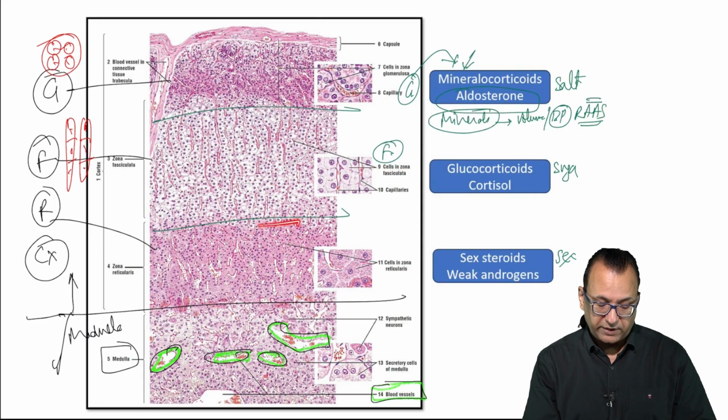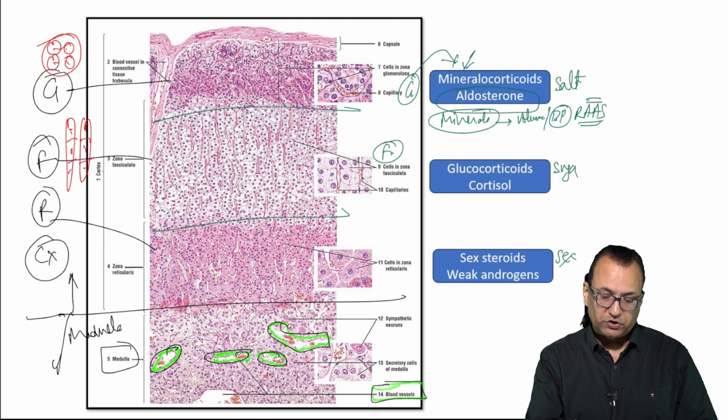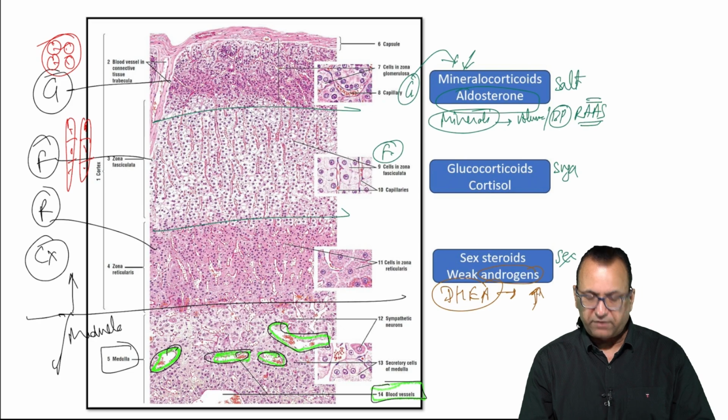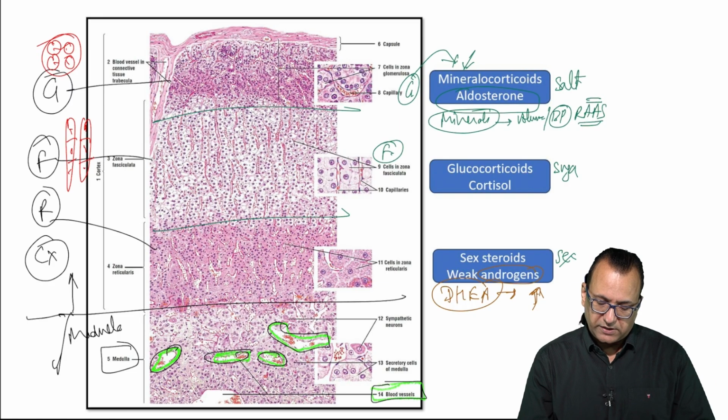What about zona reticularis? In reticularis, you have the sex hormones like DHEA, dehydroepiandrosterone. Dehydroepiandrosterone is for secondary sexual characteristics, basically androgenic, male characters. But if you have tumors, females also can develop secondary sexual characteristics of male. So this is about the zona reticularis, the sex steroid.